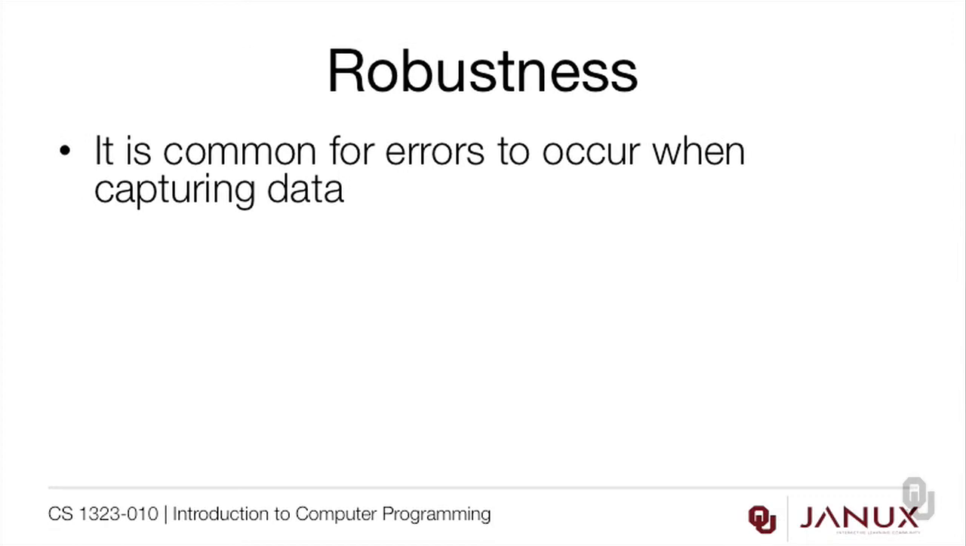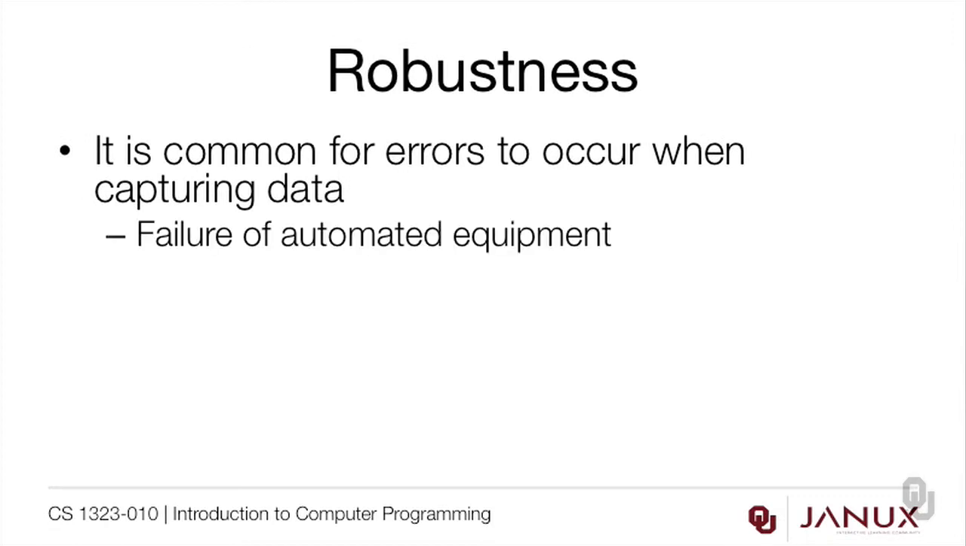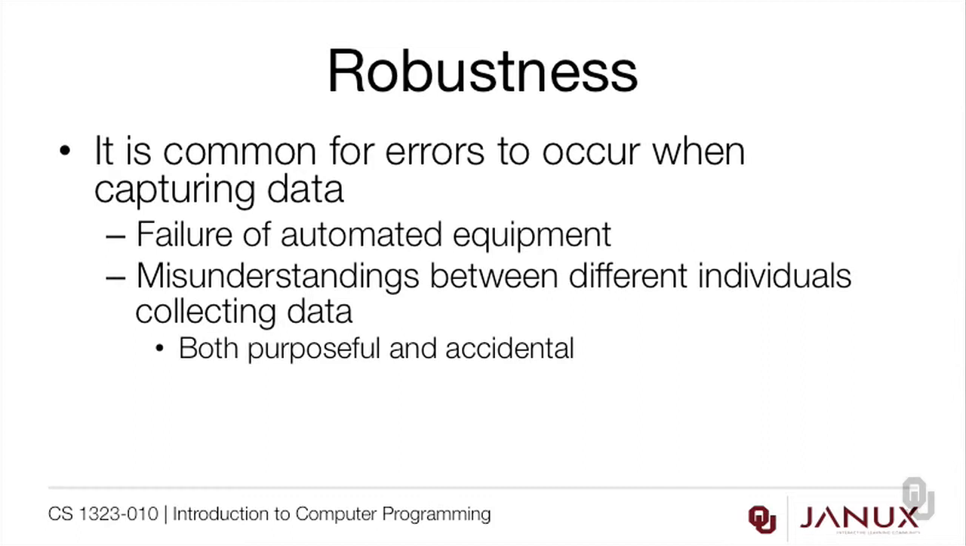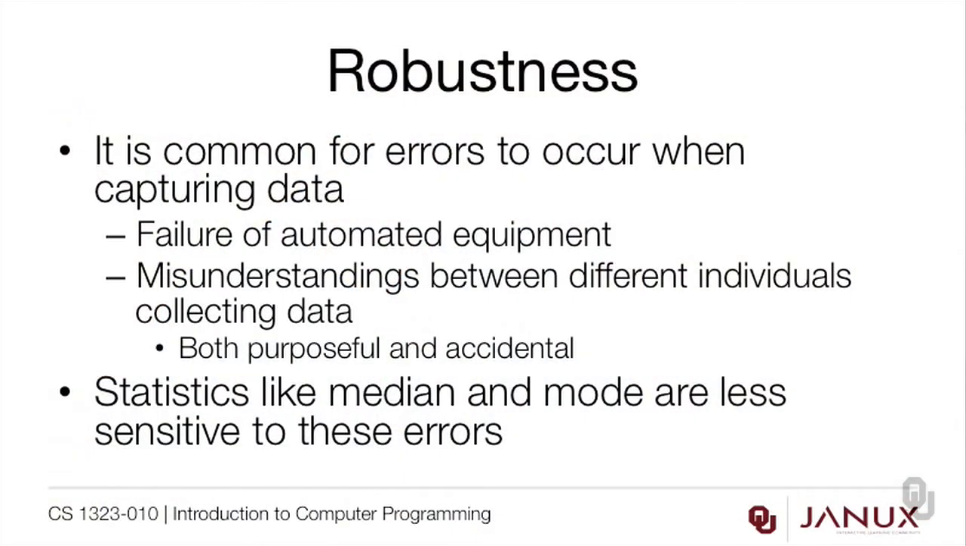This gets to an important topic in statistics called robustness. It's very common to have automated equipment fail occasionally when you're capturing data. It's also common to have misunderstandings between different individuals who are collecting data. Sometimes they're purposeful, more often they're accidental, but either way, sometimes you get a data value or two that are just completely out of whack, and you need to fix that. So the nice thing about the median and the mode is they're less sensitive to these kinds of errors. So you get more reliable data, even though some of the data is a little bit strange.